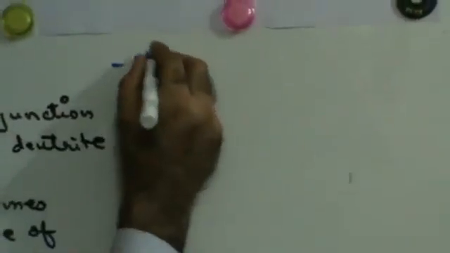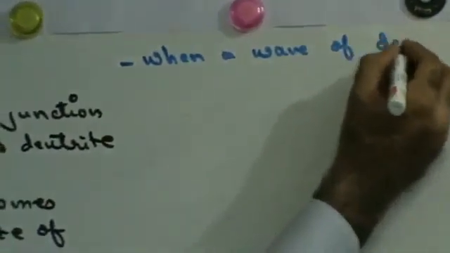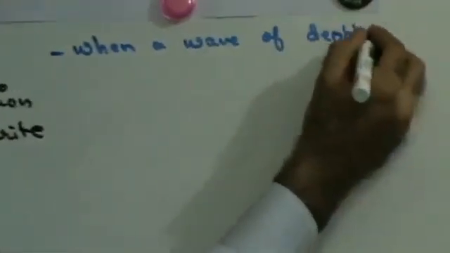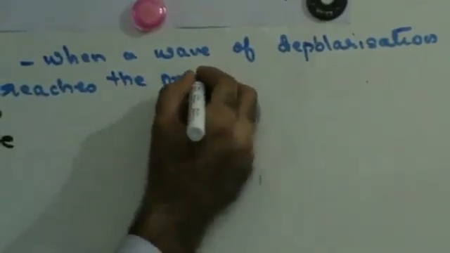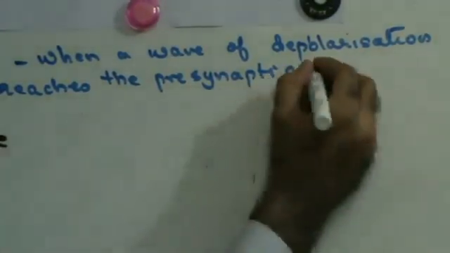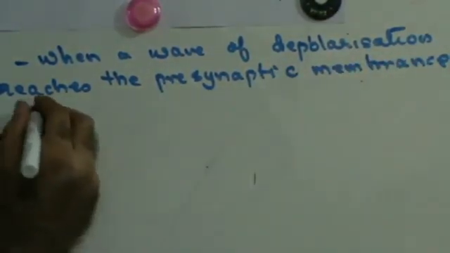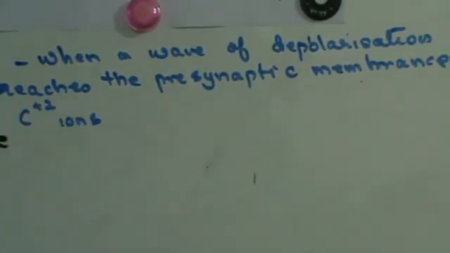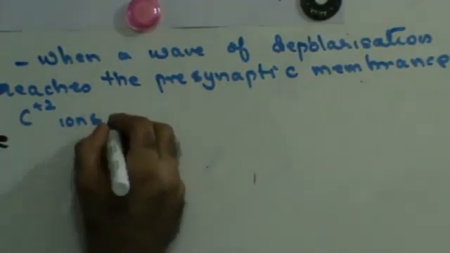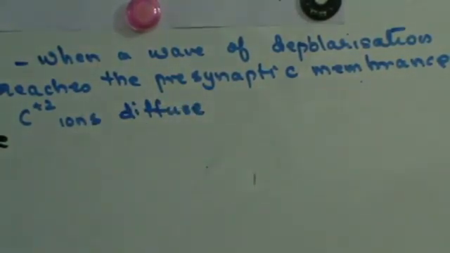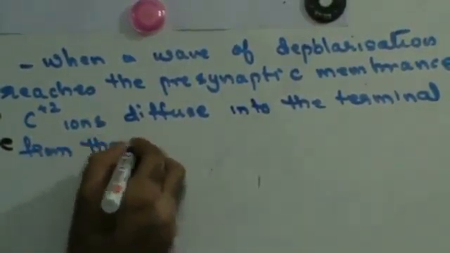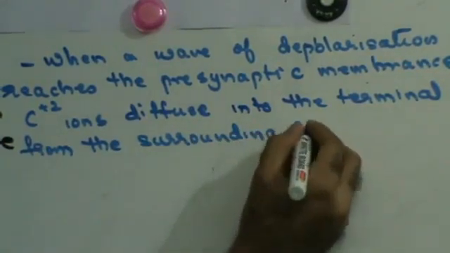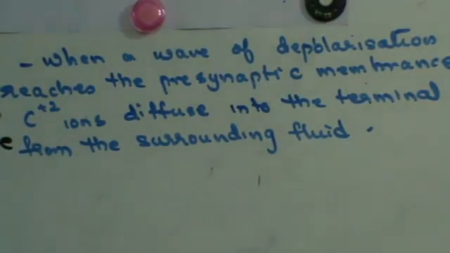When a wave of depolarization reaches the presynaptic membrane, calcium ions diffuse into the terminal from the surrounding fluid. Right? From the surrounding fluid.